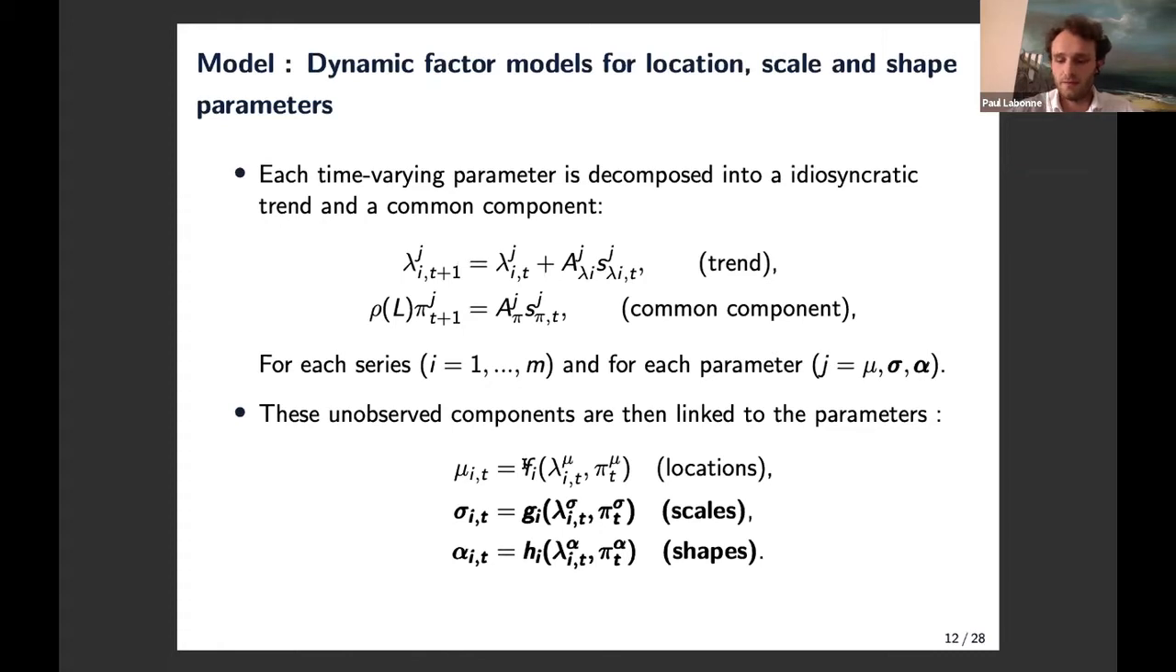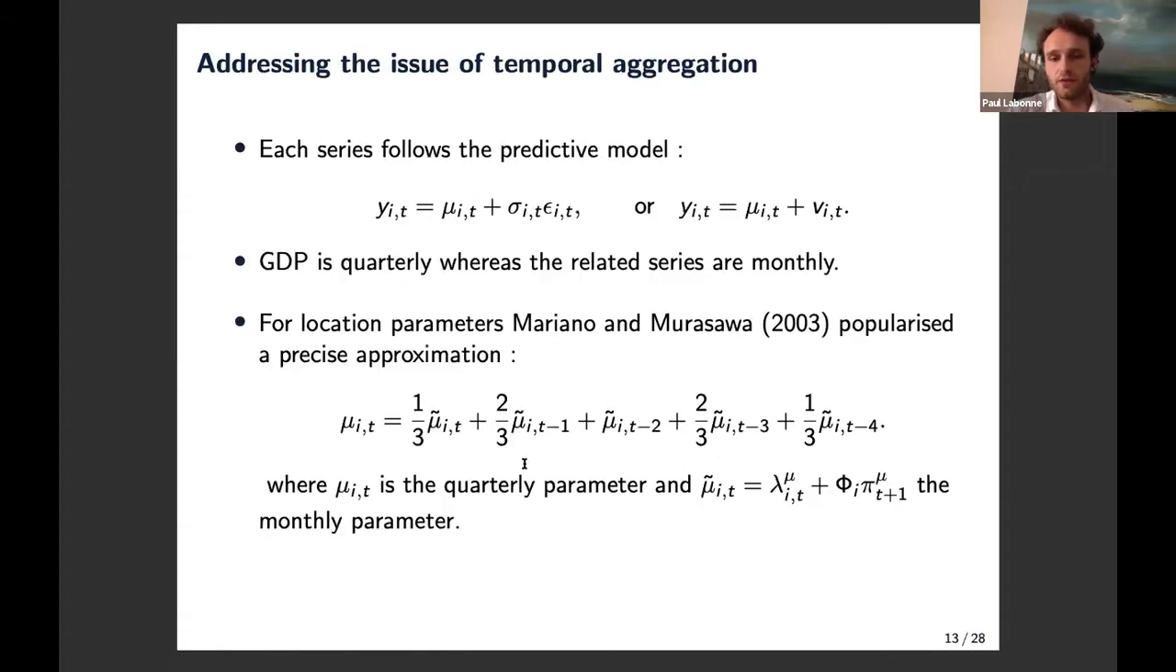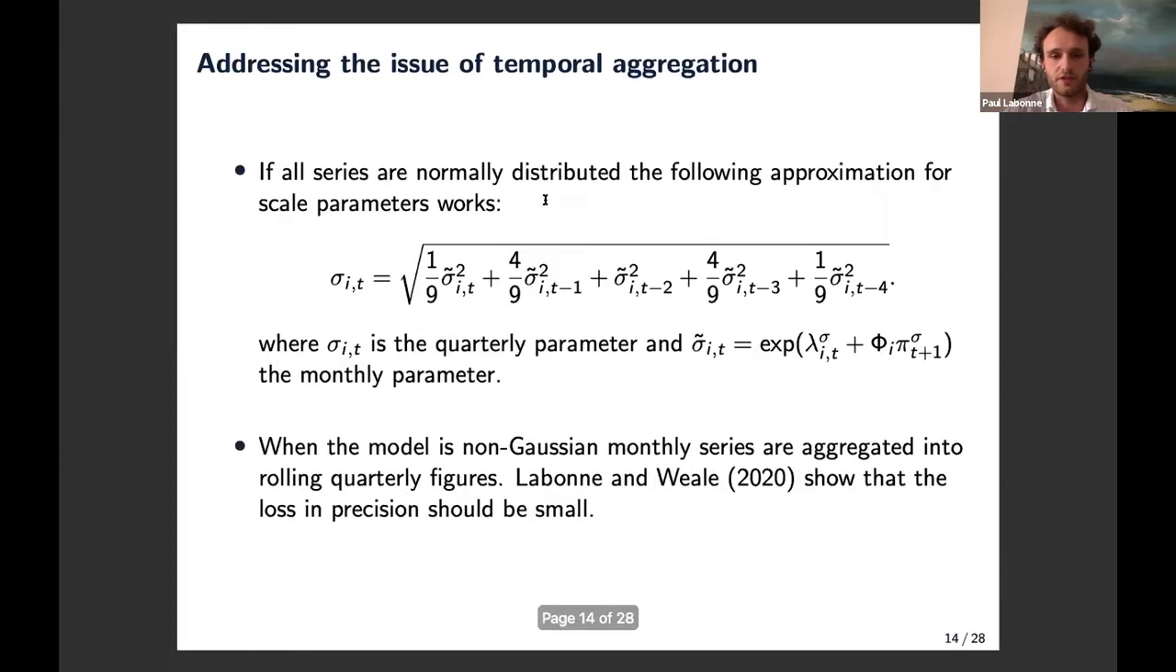For the location, this is straightforward because there is a paper by Mariano and Murasawa who popularized this approximation for the data, which can be translated directly to the location because there is a linear relationship between the location and the data. But for the scale parameter, it's more difficult because there is not a linear relationship between the data and the scale parameter. So we cannot use this approximation. But starting from a similar approximation, it's possible to derive a new approximation, which I'm showing in the paper, if you're interested, in order to disaggregate temporally the scale parameter.